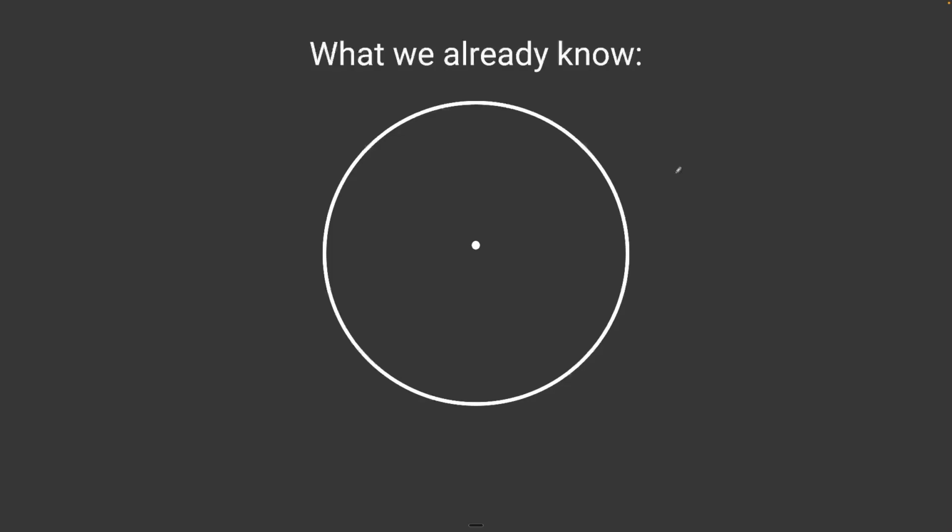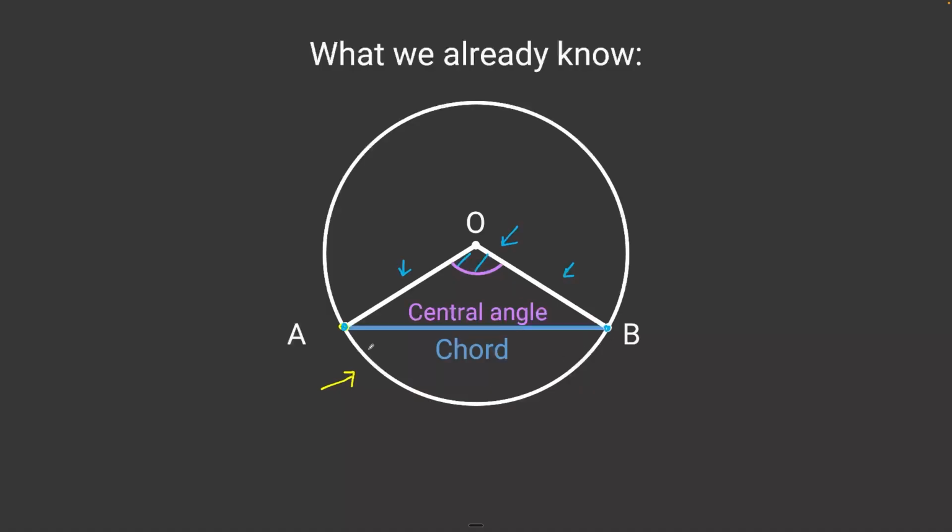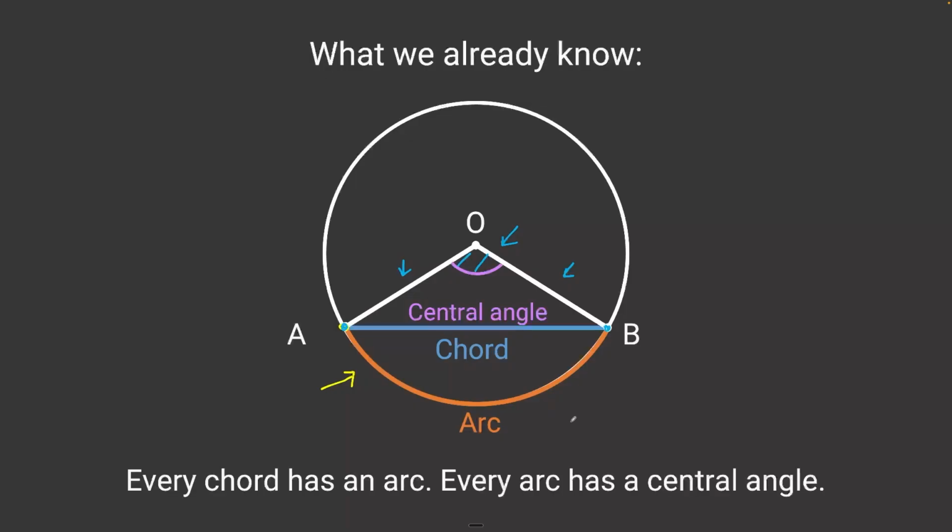Let's see. What we already know is that in a circle, we have a central angle subtended by an arc. Any arc will subtend a central angle. When we join the 2 points of the arc, we get a chord. And this is, of course, the arc. So every chord has an arc and every arc has a central angle.